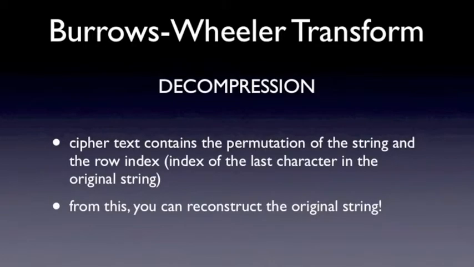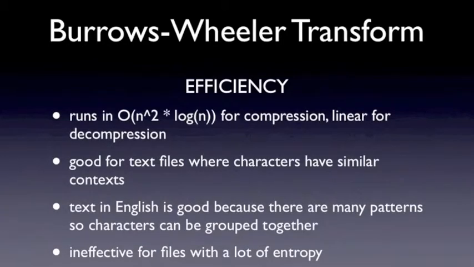The original string can be recovered from the transformed string and the row index, which we store at the beginning of the new string. The runtime for the forward Burrows-Wheeler transformation is O of n squared times log n, because it requires a lexicographic string sort. The reverse Burrows-Wheeler transform is faster. It is most efficient for text files where the characters have similar context.